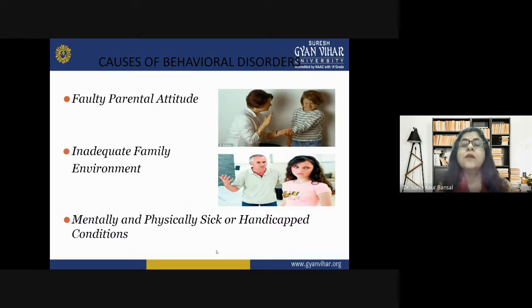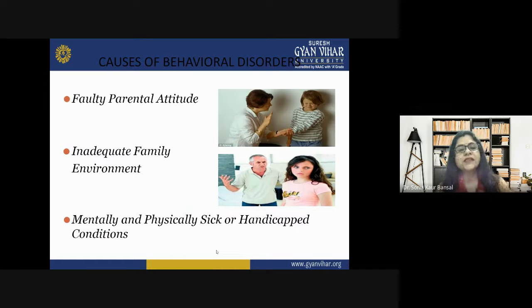All right, students, maybe the parents love one child more and not the other child, and maybe the appreciation is there, and maybe the comparison is there all the time for the other child. So these are some factors which seem very light in nature, or maybe not very serious, but they impact very hard on the child's behavior. So this is one of the causes of behavioral disorder.